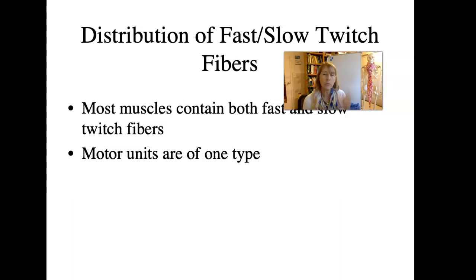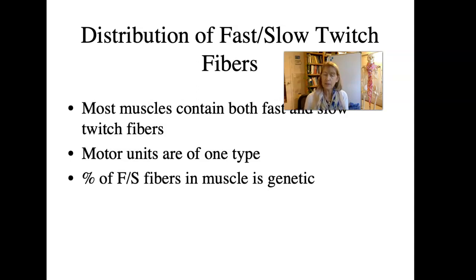Remember motor unit? One neuron branching out to all these cells. If it's going to branch out to a slow twitch, all of them need to be slow twitch. If it's a different neuron that's branching out to fast twitch, all of them need to be fast twitch because they behave differently. And you can't have one signal to different types of muscles. It wouldn't work at all.